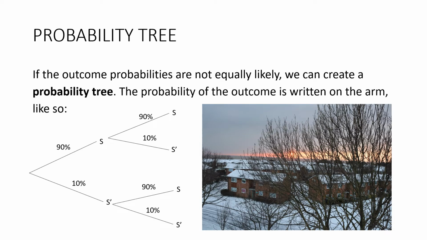In that previous example, the probabilities were equally likely. It's 50-50 whether you toss heads or tails. But if the outcome probabilities are not equally likely, we can create a probability tree. In addition to drawing our 2 stages and labeling them, we can put probabilities on the arms. This particular example looks at 2 days and whether we're going to get snow or not. The probability of snow is 90% and the probability of no snow is 10%. You can see how I've written that here: 90% for snow, and here, 10% for no snow.